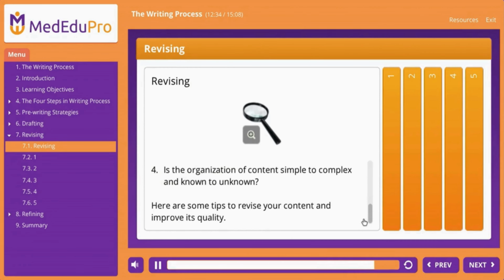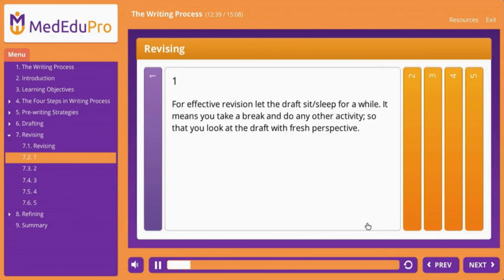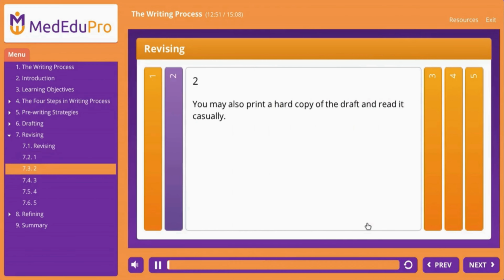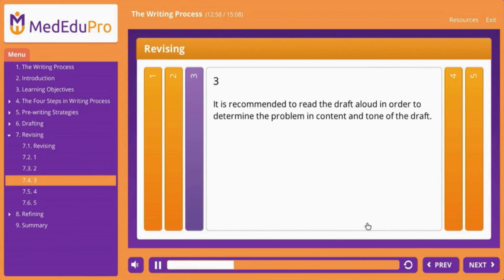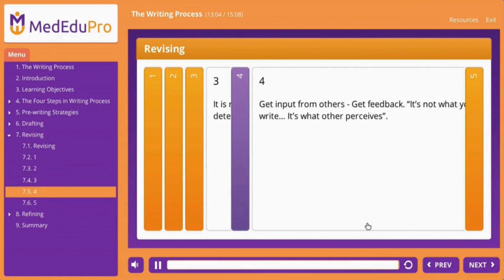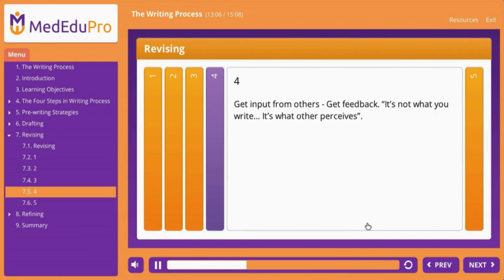Here are some tips to revise your content and improve its quality. For effective revision, let the draft sit, sleep for a while. It means you take a break and do any other activity, so that you look at the draft with a fresh perspective. You may also print a hard copy of the draft and read it casually. It is recommended to read the draft aloud in order to determine problems in content and tone of the draft. Get input from others. Get feedback. It's not what you write, it's what others perceive.